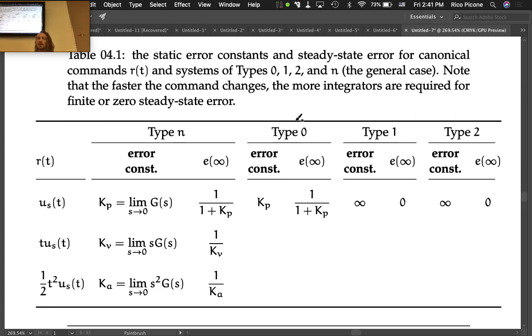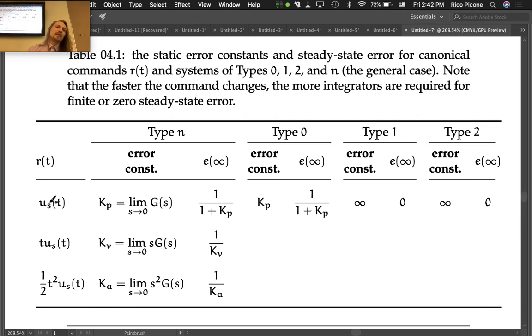So we did this first row. Let's walk through it. We had the unit step as the command, right? Kp was our error constant. We call it the position constant, which is the limit as s goes to 0 of G of s. The steady state error we derived was 1 over 1 plus Kp. We can do a similar thing for a unit ramp function and for a unit parabola as well, and that's what these columns show. Kv is called the velocity constant, and Ka is called the acceleration constant.